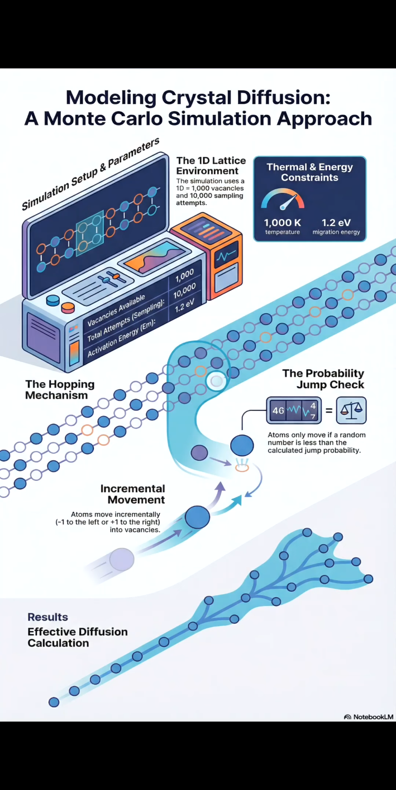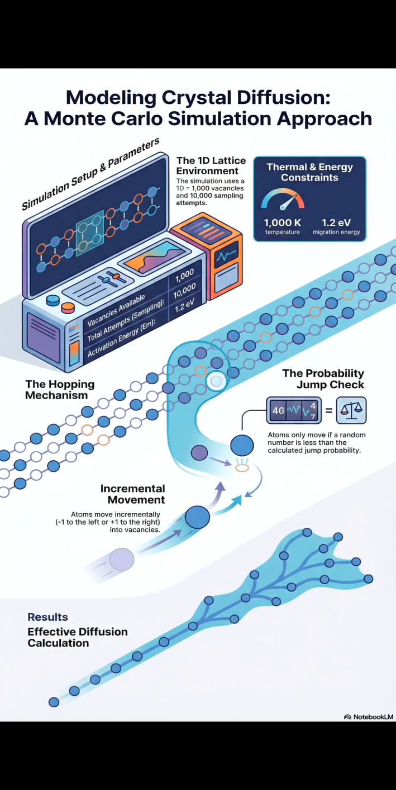It proved that by using simple random rules, literally just rolling digital dice against a probability formula, you can perfectly reproduce the exact macroscopic diffusion laws that we observe in the real world. It bridges the gap. It bridges atomic chaos to engineering reliability. It turns material science into a predictive field. It really is a profound thought.